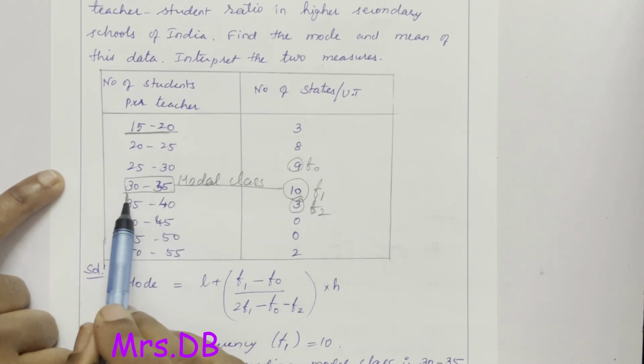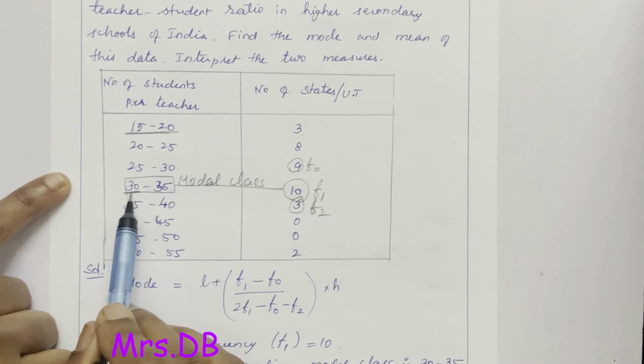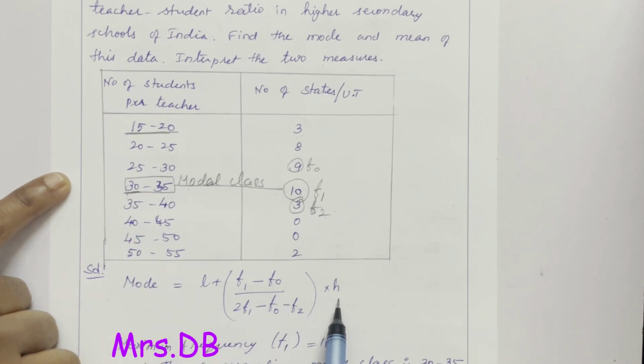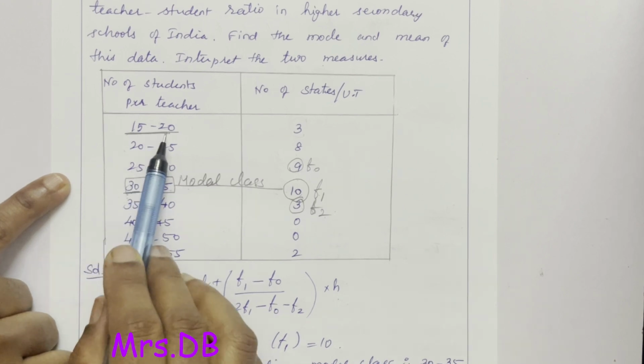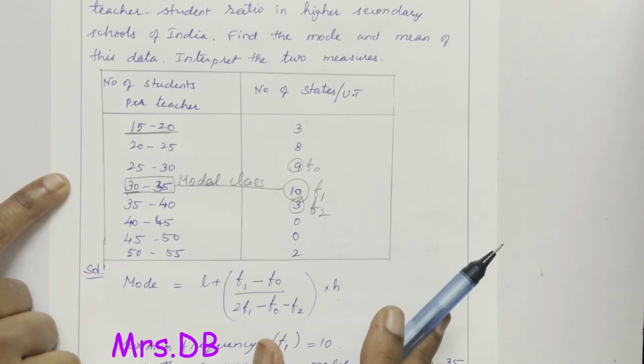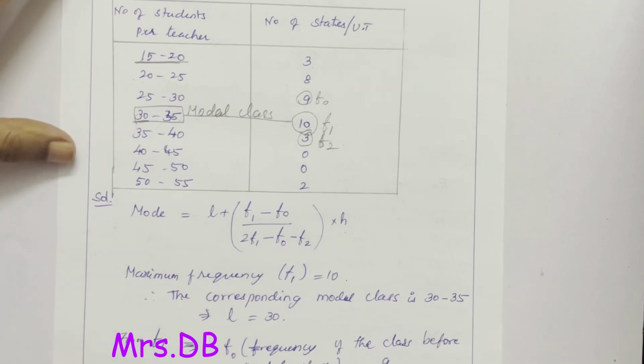Okay, so we need L. From this modal class we can take L, that is the lower limit of the modal class. That is 30. L is 30. Next we should know H. H is upper limit minus lower limit. So 20 minus 15 is 5. So H, that is the class size, is 5.